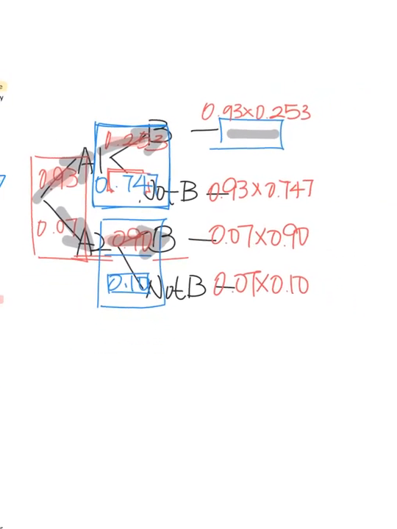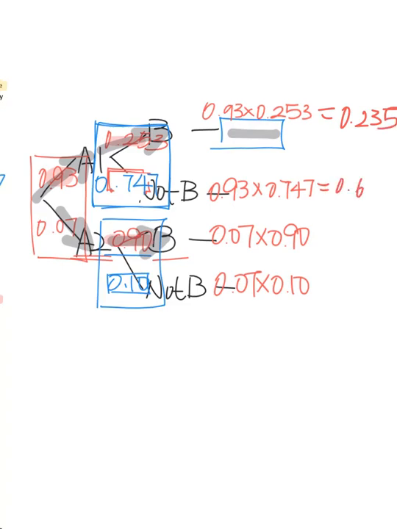Can you take the multiplication for me? How much will be the first one? 0.235. Second one? 0.695. Next? 0.063. Next? 0.007.